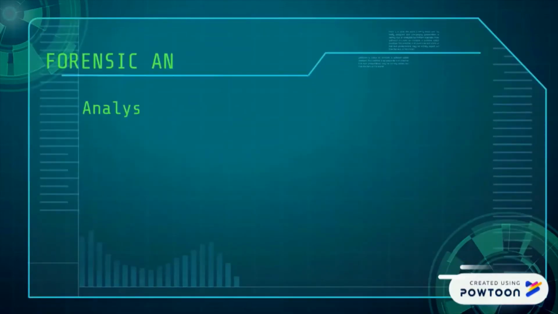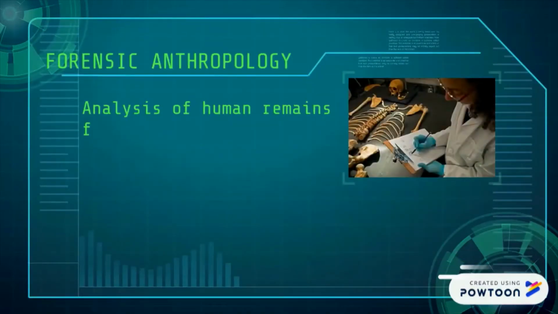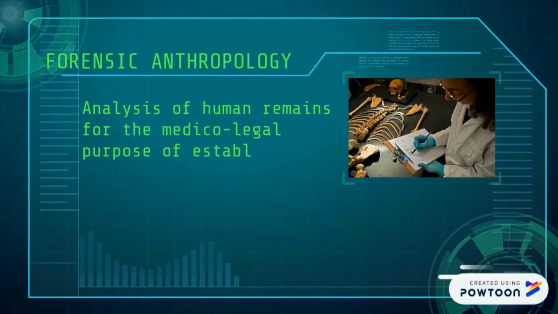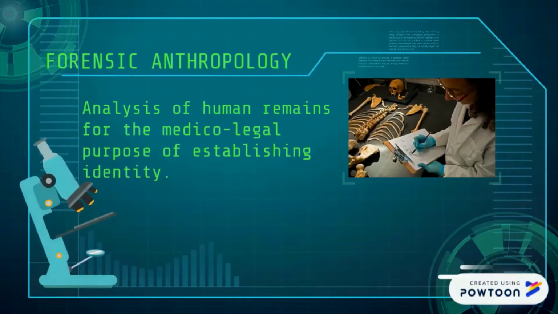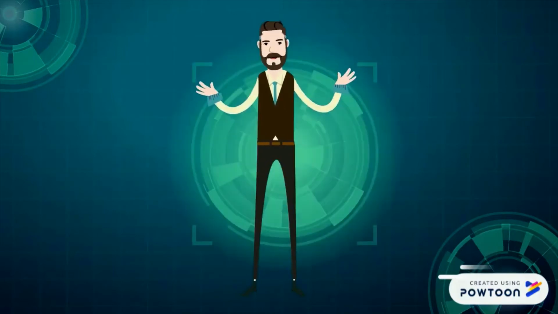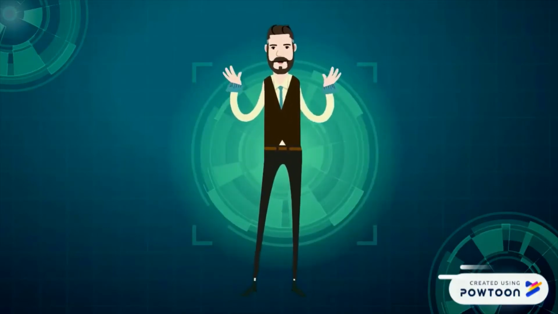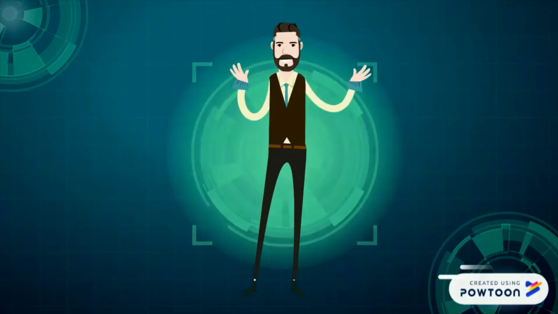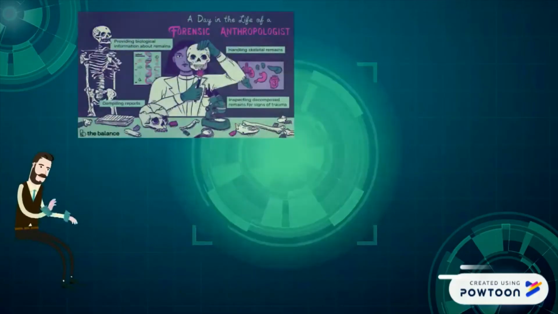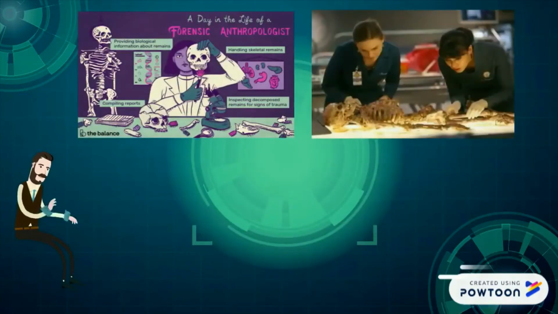Forensic anthropology can be described as the analysis of human remains for the medico-legal purpose of establishing identity. It is a special subfield of physical anthropology, which, as we all know, is the study of human remains, that involves applying skeletal analysis and techniques in archaeology and solving criminal cases. When human remains or a suspected burial are found, forensic anthropologists are called upon to gather information from the bones in their recovery context to determine who died, how they died, and how long ago they died.